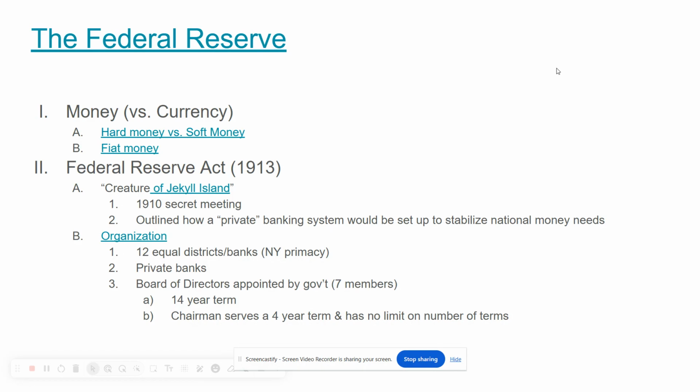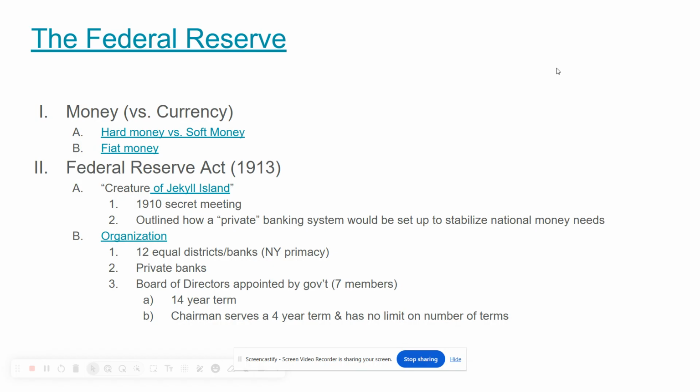It was secret. The people who worked for J.P. Morgan had no idea who their 8 guests were. The guests all went under aliases or assumed names so that people wouldn't know who they were, where they were going, or what they were doing. And they decided to create a private banking system that would be set up to run the nation's economy and stabilize the finances of America.